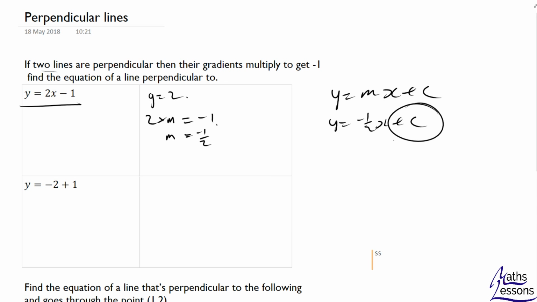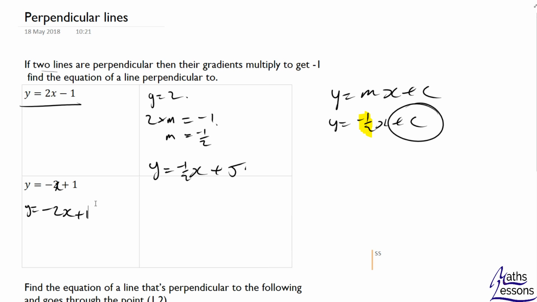Now, the c doesn't affect the direction of the line. It's the gradient, this bit, that affects the direction of the line. So any value of c will work here. So to find an equation that's perpendicular to this one, we can put in any number we like for c. Let's just put in 5. Okay, since I got rid of my x in there, I'm going to write this equation out. It's y equals minus 2x plus 1.